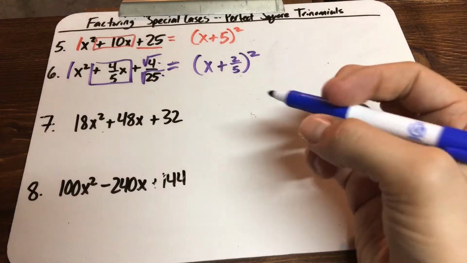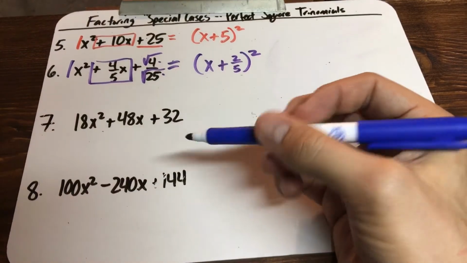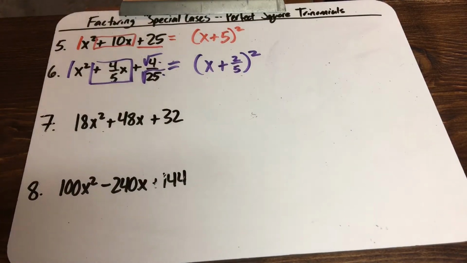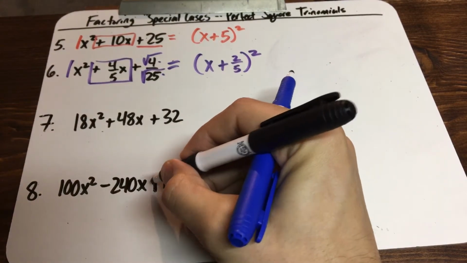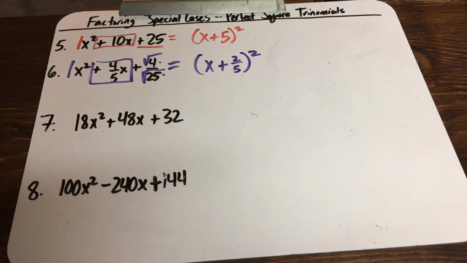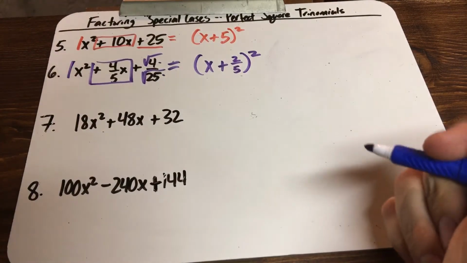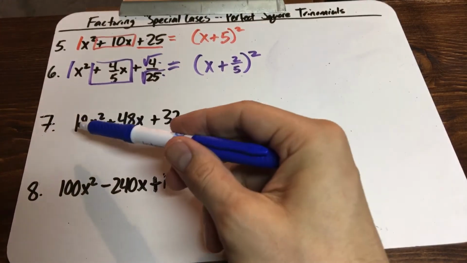Okay, number 7 and 8. Here's where I tried to get extremely tricky. This is about as hard as they can make it. They'll try to disguise these so it doesn't look like they're actually perfect squares, right? When you're looking at this, you're like, whoa, wait a second.